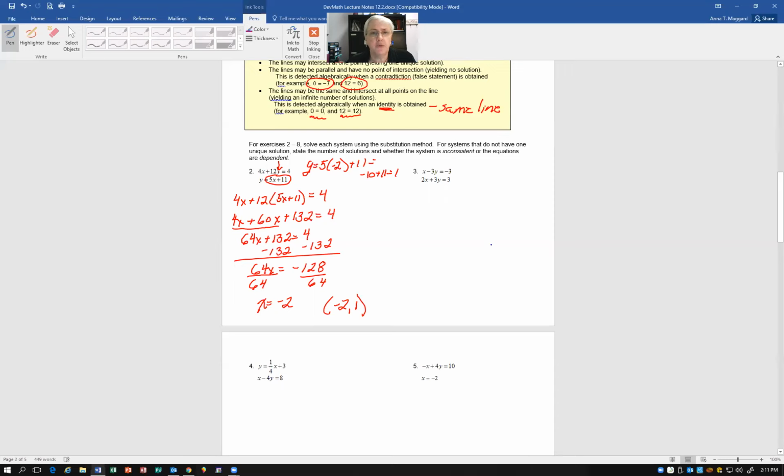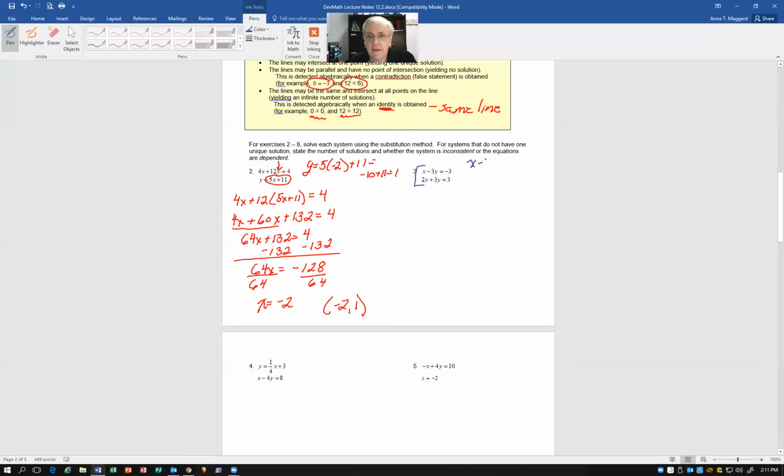Now let's see if the next one is like that. Let's see if the next one gives us one of those unusual situations. We have a system here. Neither of our equations say x equals or y equals. However, this has a coefficient of 1, so it would be a fairly simple thing to rearrange this one so it's equal to x, to set it equal to x.